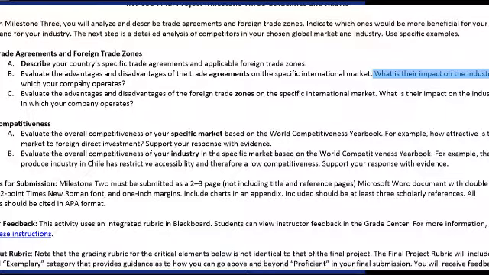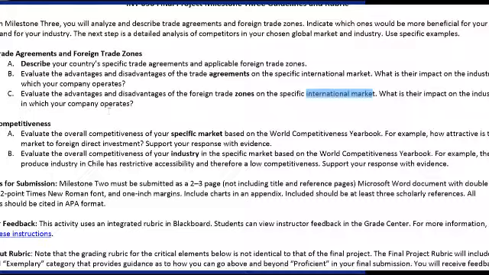After you finish speaking of the advantages and disadvantages of the trade agreements, then you're going to talk about the advantages and disadvantages of the foreign trade zones on that specific international market, and then what is their impact on the industry in which your company operates? So there are two things you're going to be talking about.